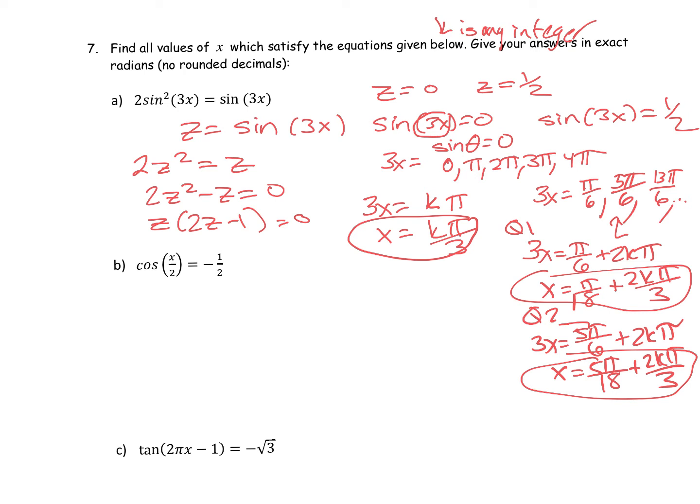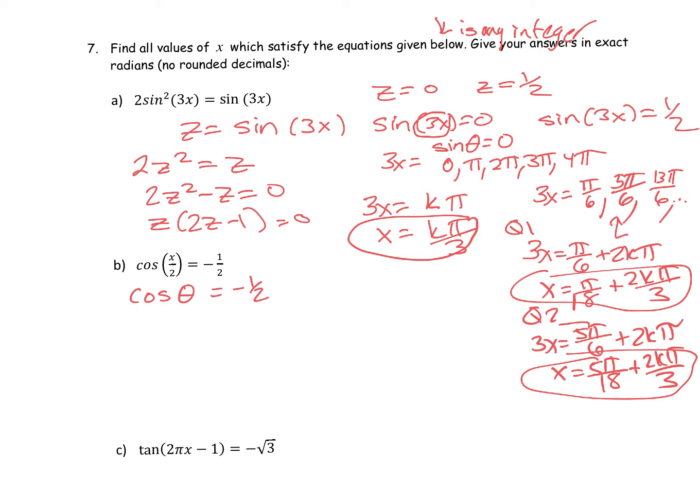So notice B and C, you don't have to do any algebra because there's a single trig function. It's already isolated. So I just have to solve for x. But we're always going to solve for whatever is inside the parentheses as a single entity first. In other words, we're just going to solve cosine of theta equals -1/2, where theta is x over 2.